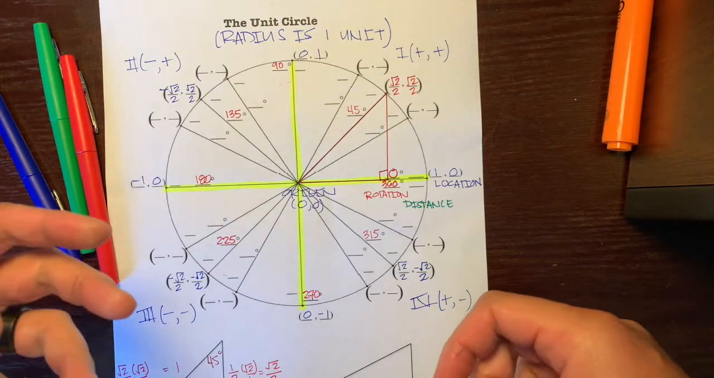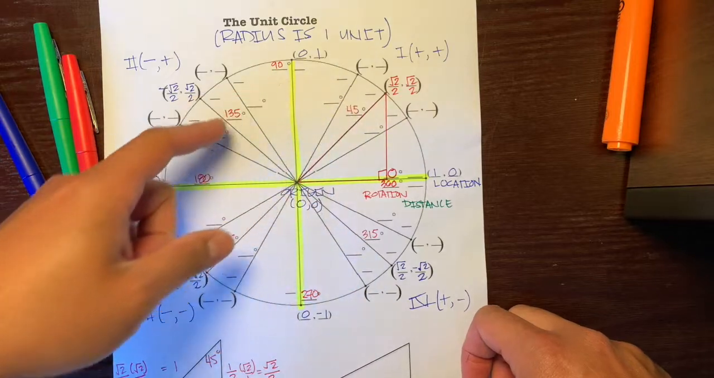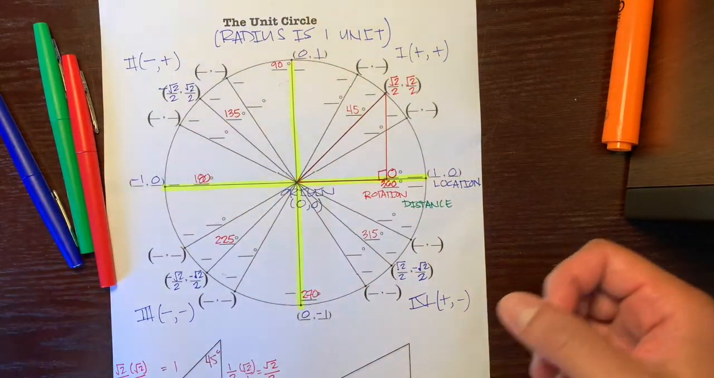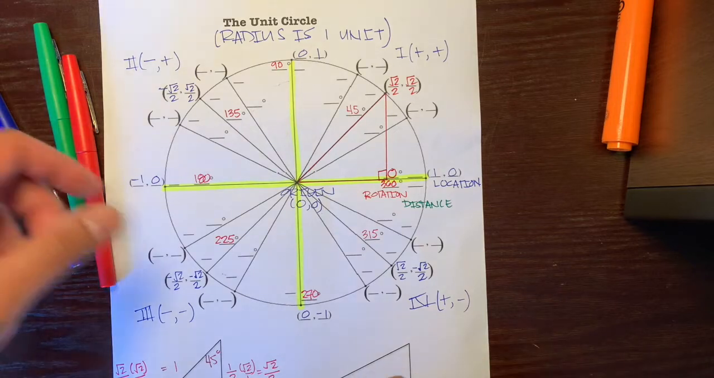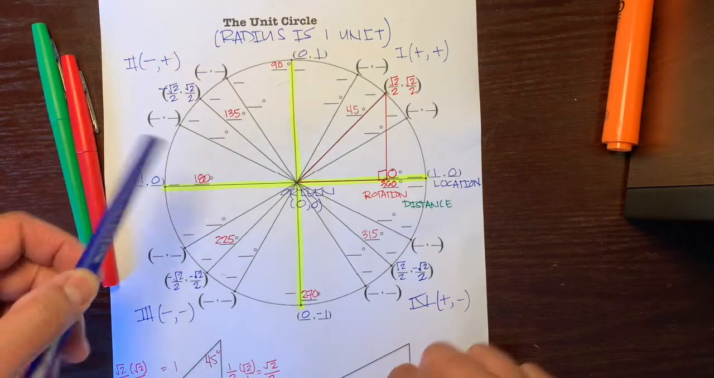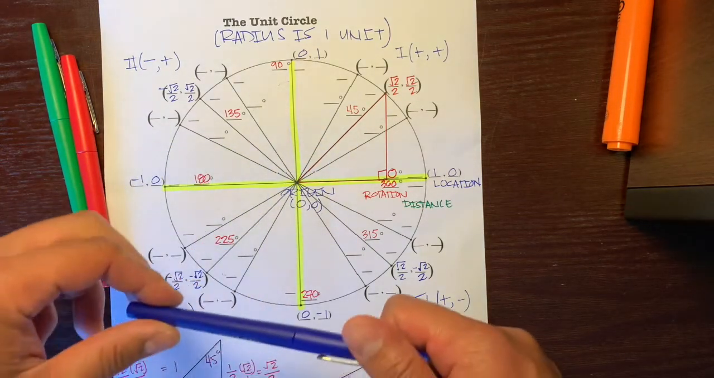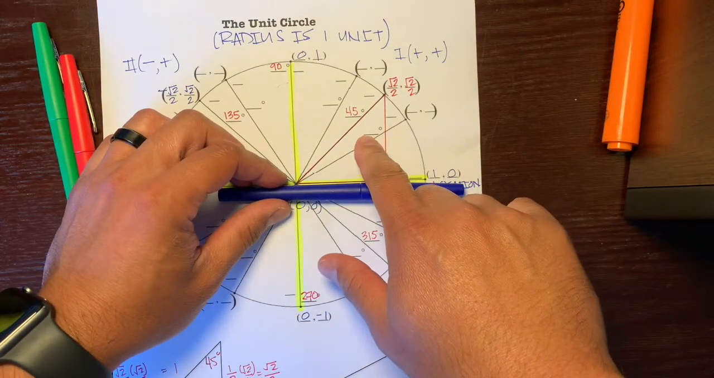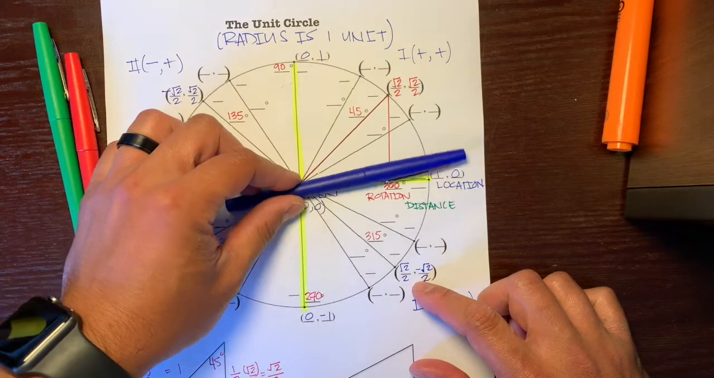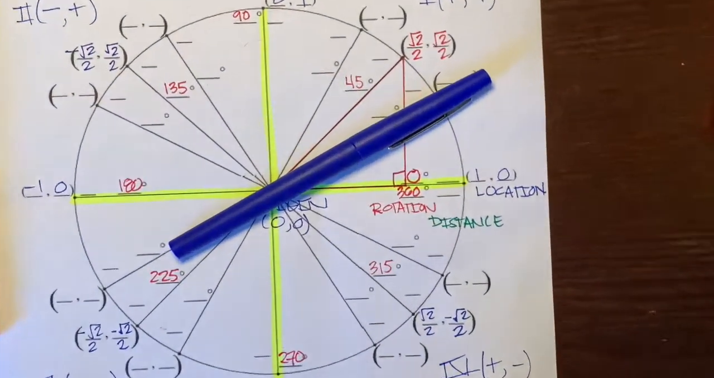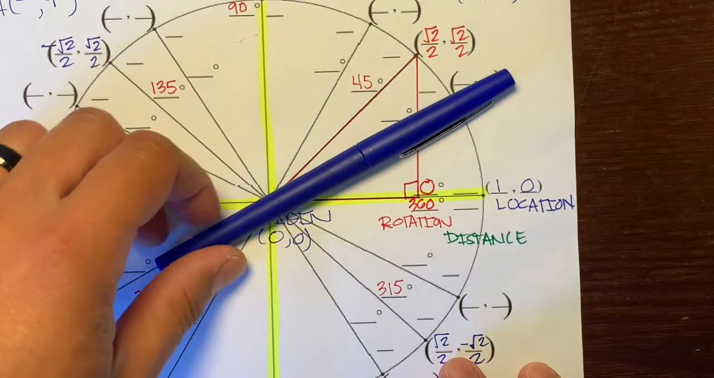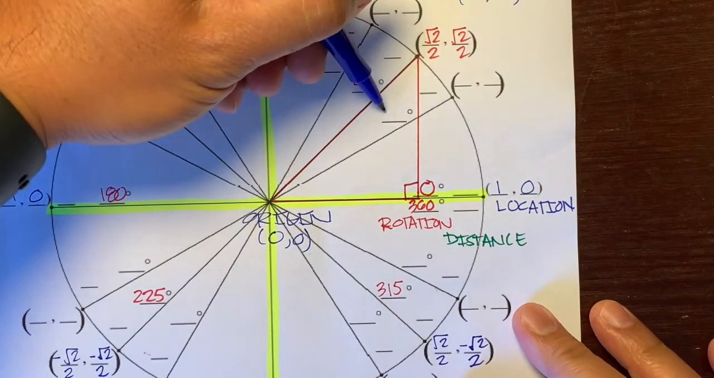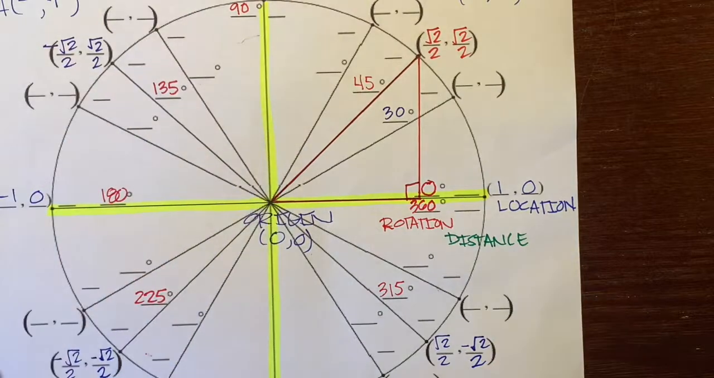I'm going to help you figure out the rest of these rotations and the rest of these locations for part 3. So, if you remember, the unit circle is a circle where the radius is 1 sitting on the coordinate plane. And let's figure out what this rotation is. So, from here to here. Okay, it doesn't go quite to 45, so we're going to make this rotation 30 degrees.